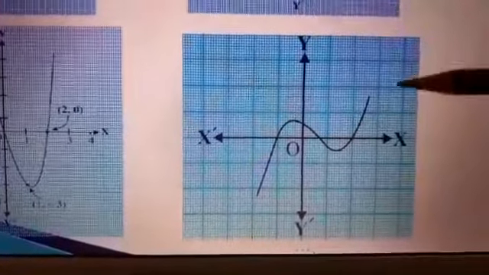So we will have some more examples of zeros of the polynomial later. Let's see.